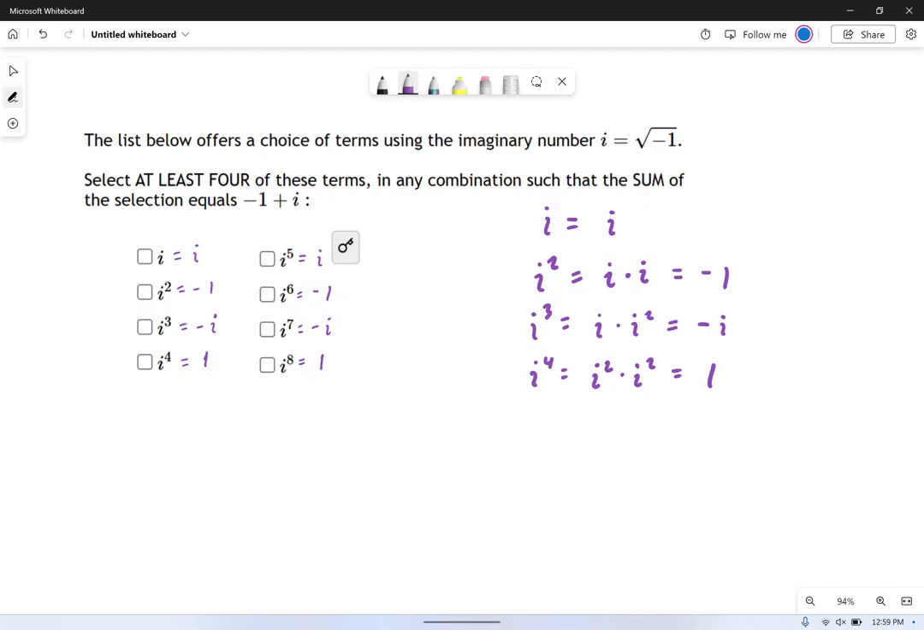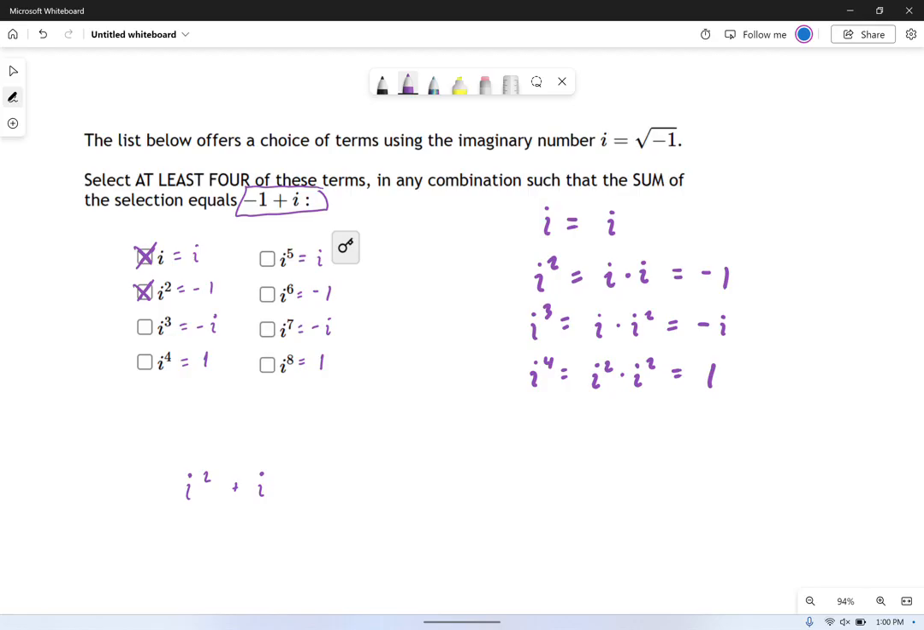Now, what this problem is asking you to do is to prove that you know this thing that I just went through, prove that you understand it by finding some way to add these terms up so that it makes -1 plus i. There are a lot of ways to make this work. I'll just give you an example. I could do i squared plus i. I would select those two terms and mark these boxes, and there we go. The sum of these things will be -1 plus i.